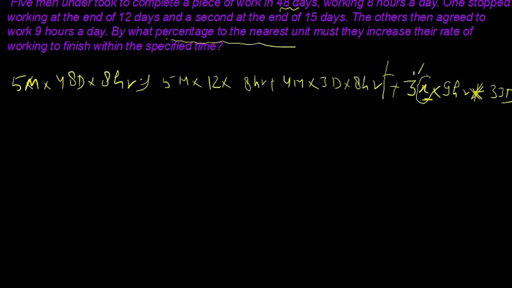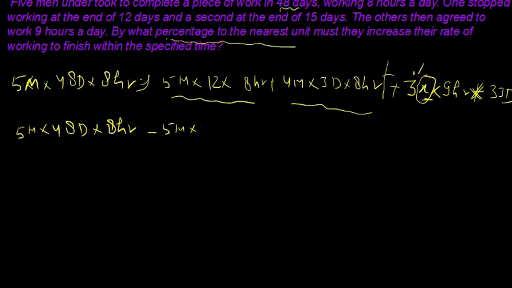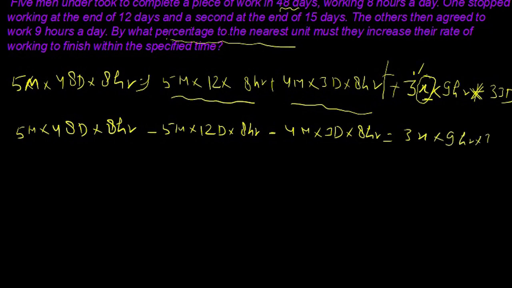So I think now this is basically a problem of equation. So 5 men into 48 days into 8 hours. Now let's subtract and get them on the left side. So minus 5m into 12 days into 8 hours, minus 4m into 3 days into 8 hours, and that is equal to 3x into 9 hours into 33 days.